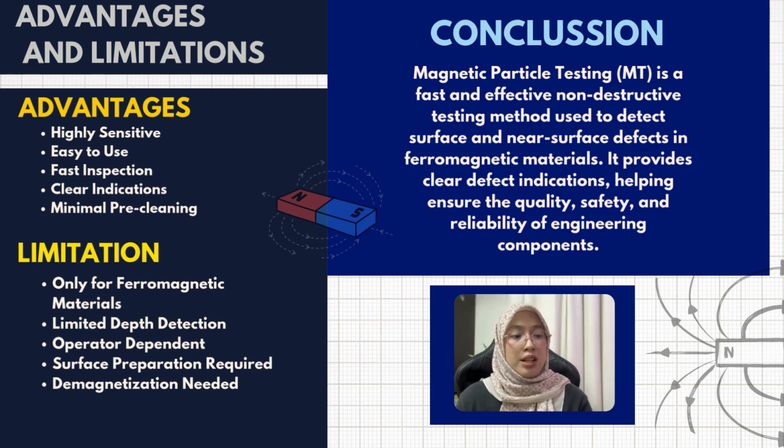So in conclusion, magnetic particle testing is a fast and effective non-destructive testing method used to detect surface and near-surface defects in ferromagnetic materials. It provides clear defect indications, helping ensure the quality, safety, and reliability of engineering components.